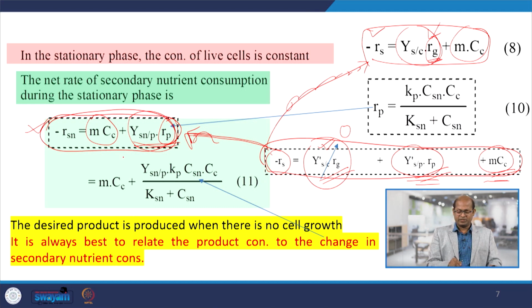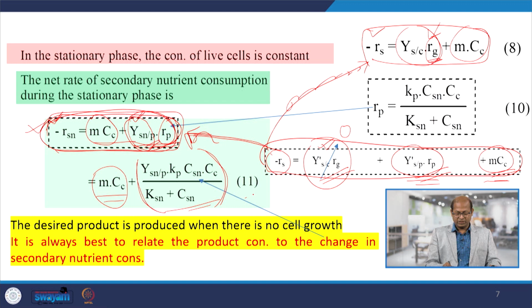Similar type of equations we are writing, and this is the yield coefficient also with respect to the product and substrate. So, this is the equations we have to use for stationary phase product formation and cell or substrate consumption. These equations we can write: m_c C_c, that is for cell maintenance substrate consumption, and this is for rate of product formation, the substrate being consumed. Okay. So, these equations we can write.